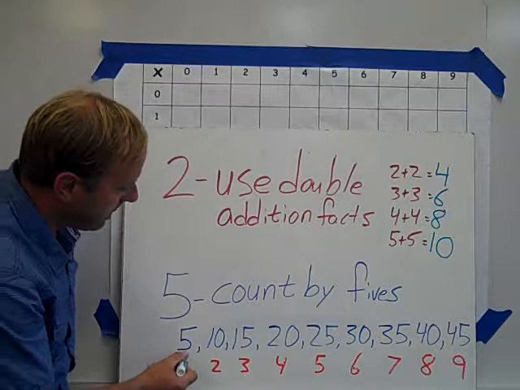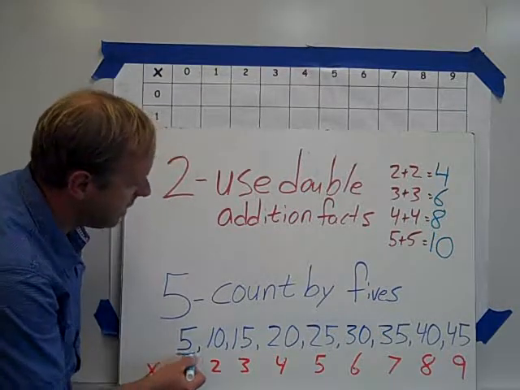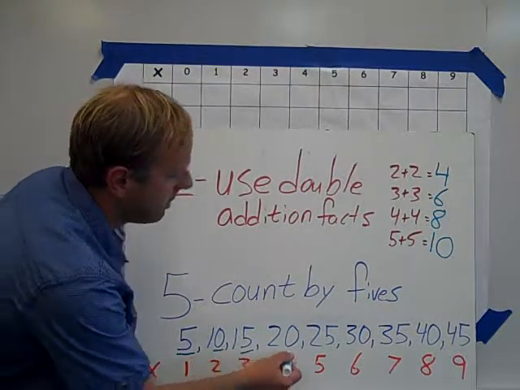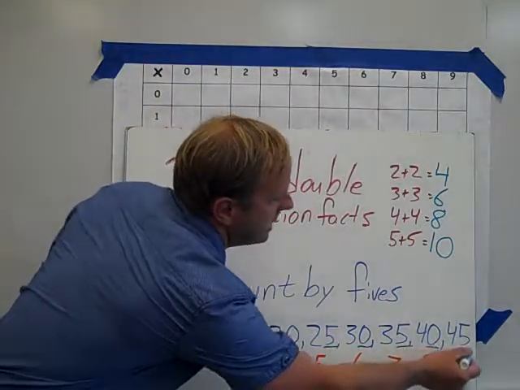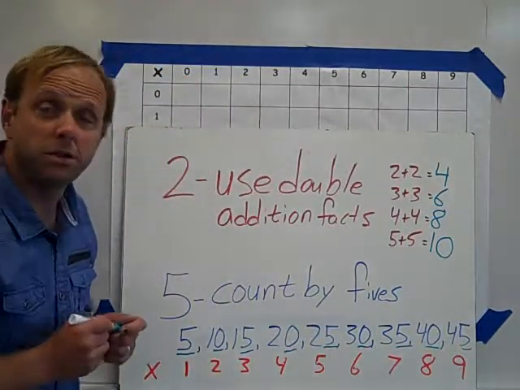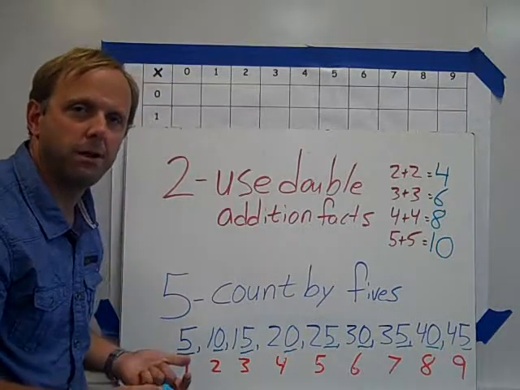There's another little pattern that you can see. When you are multiplying by 5s, your answer in the ones place, the digit in the ones place, is always going to be 0 or 5.